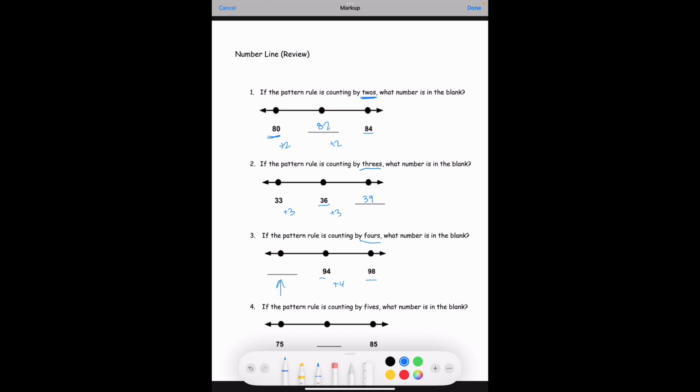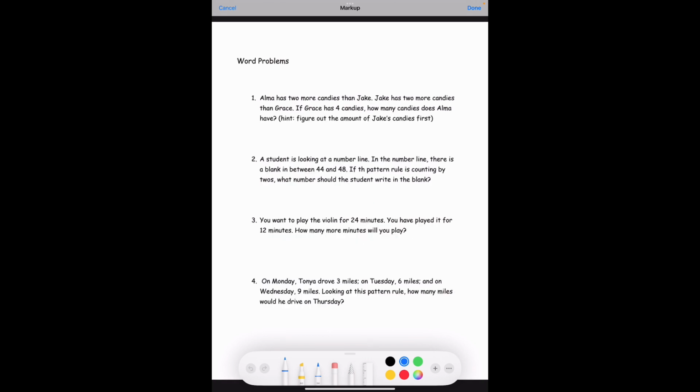So 94 minus 4 will equal 90. You can see 90 plus 4 will equal 94, and 94 plus 4 is equal to 98 because it's counting by 4s. Last page.